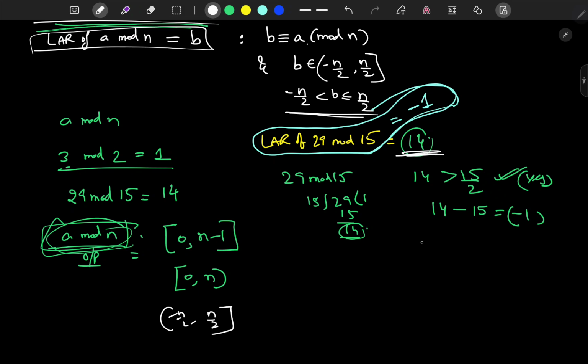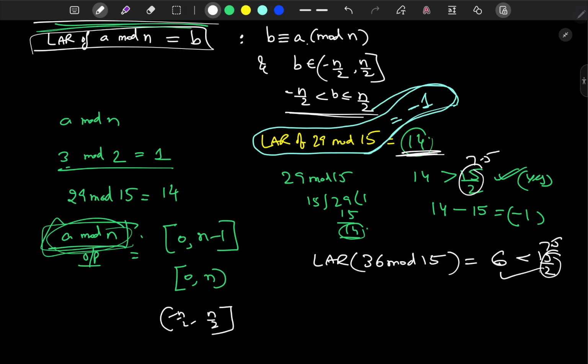Suppose we take the LAR of 36 mod 15. How much is the value? 6, calculated normally. Now check whether 6 is less than 15 by 2. 15 by 2 is 7.5. Yes, it is less, so our answer will be 6 only.